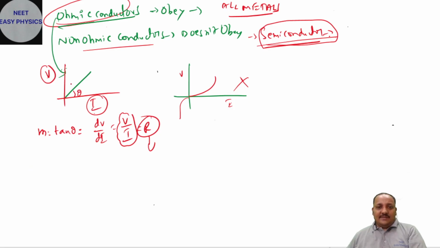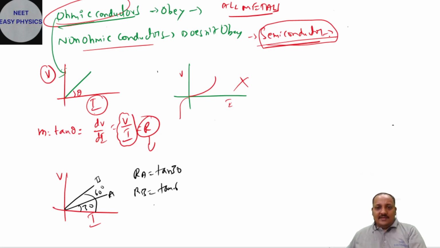They will give theta. So let us assume they give a V and I graph. They give two graphs for you. One is with 30 degrees, one is with 60 degrees, A and B. So they will ask to find the resistance of A and B. So resistance of A is tan 30, resistance of B is tan 60. If they reverse this, and give I and V, you will get the reciprocal of resistance. That is nothing but conductance you will get.